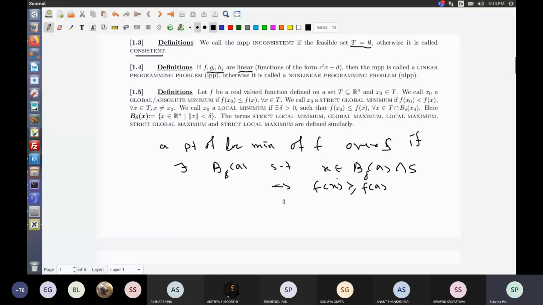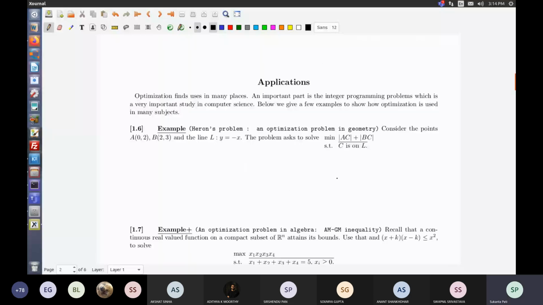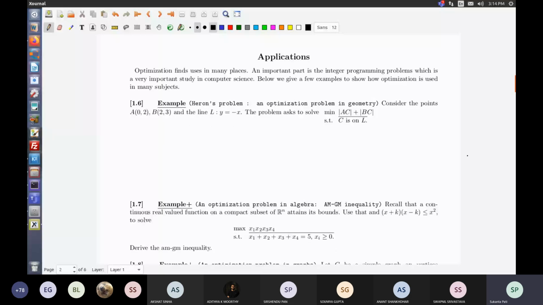Where do these optimization problems find their applications? Practically almost everywhere. A few of the classic problems I will write here. I will tell you one or two classical problems. One of them is Heron's problem. We are not going to solve it, and you can easily solve it, they are not that difficult. But this is to give you an impression that optimization problems are there everywhere.